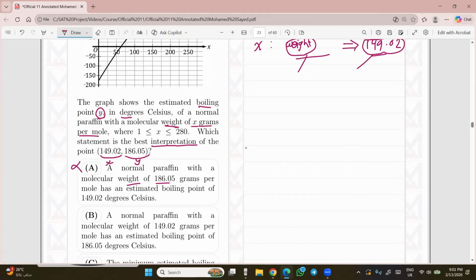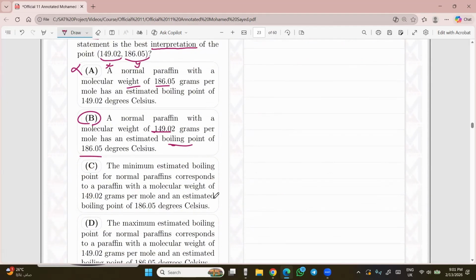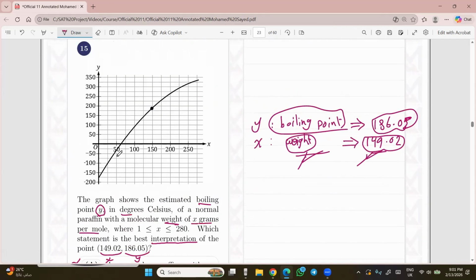A normal paraffin with a molecular weight of, yeah, that's correct. The weight is this number per mole has an estimated boiling point. The boiling point is Y. That's correct. Okay, why not C? The minimum, not correct. We have no minimum in this graph.